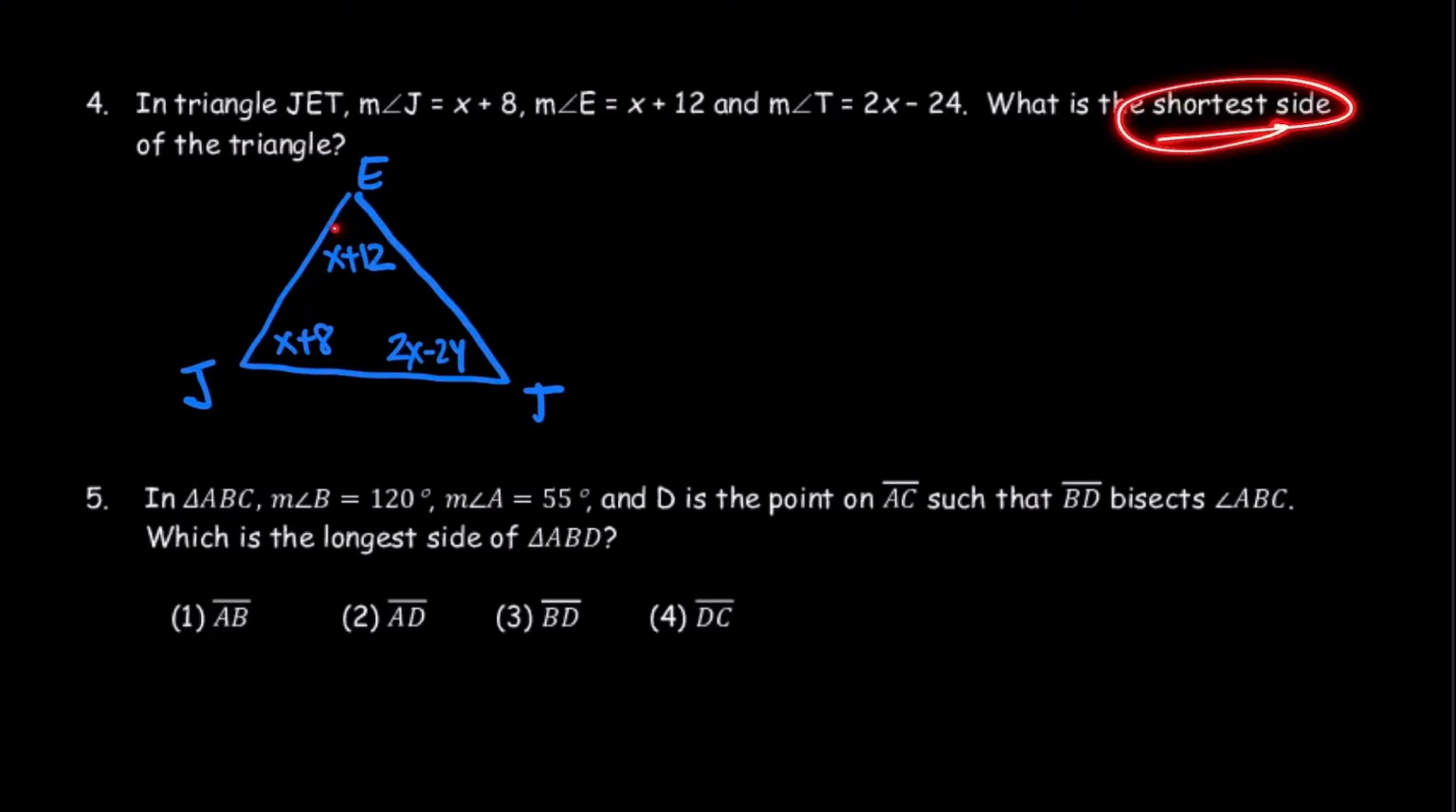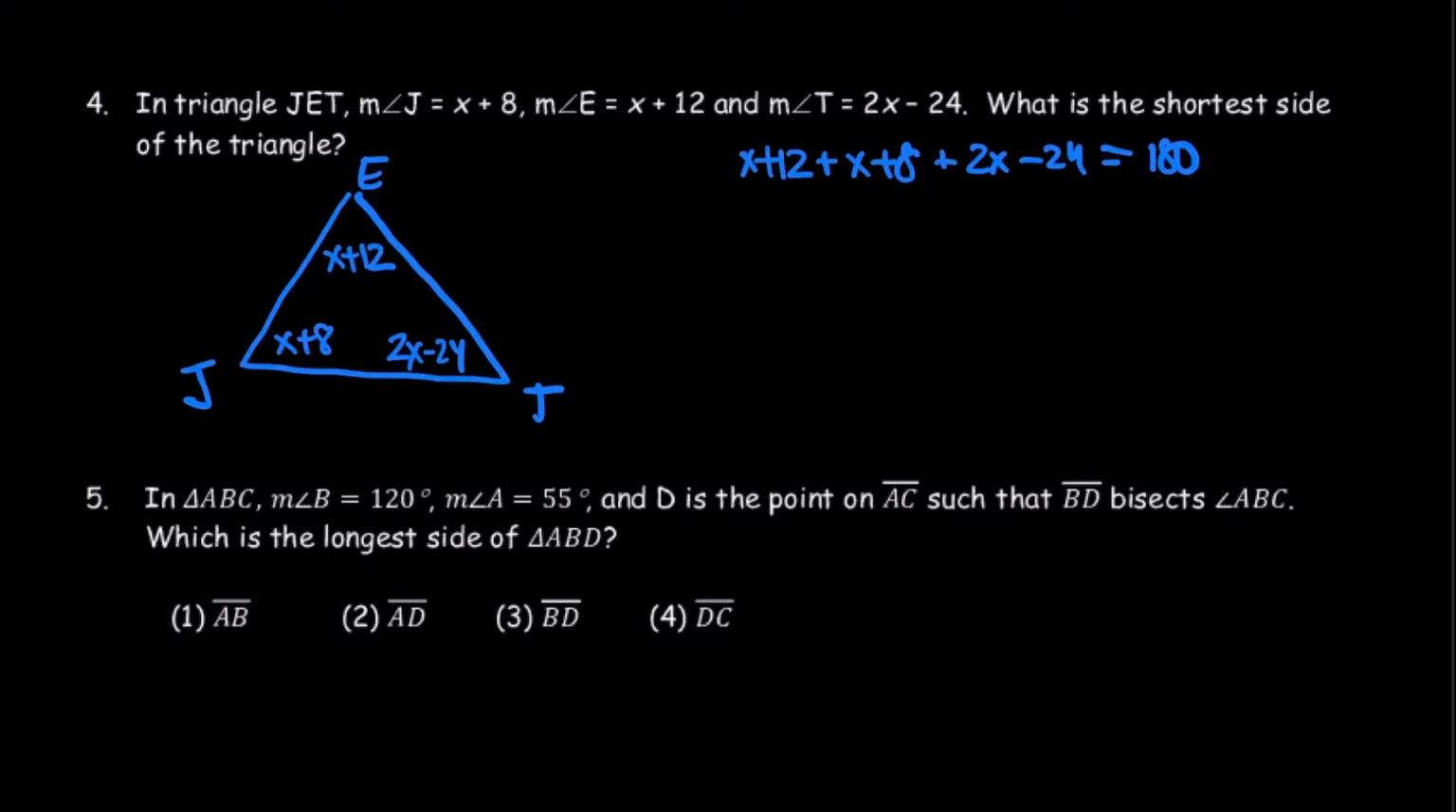Well, how do we do that if they give us angles? Well, remember, the shortest side is going to be opposite the smallest angle. So what I have to do is create an equation using my angles, find each one of them, and then pick the smallest one, and that'll give us the side that's the smallest. So I've got x plus 12 plus x plus 8 plus 2x minus 24 equals 180.